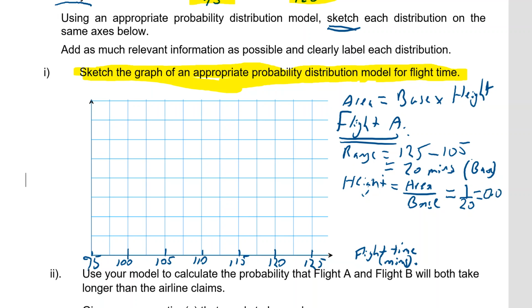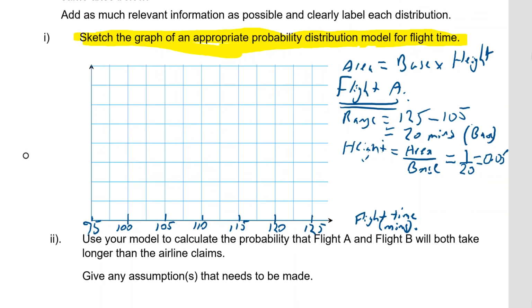0.05. And we don't have any units for that. We don't need to worry about them. But we do need to draw it. So we've got 0.05 as the height. Now we need to do the same thing for flight B.